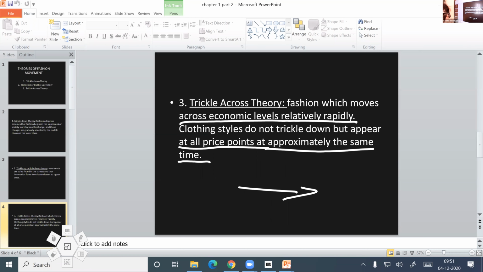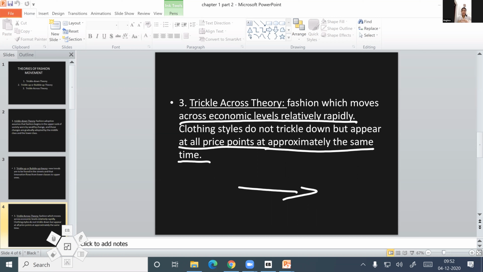Understood? Then who is going to tell me the three theories of fashion movement? Anyone? Tell me. What are the three theories? Now I've taught you. Tell me what are the three theories of fashion? Meghna, tell me.